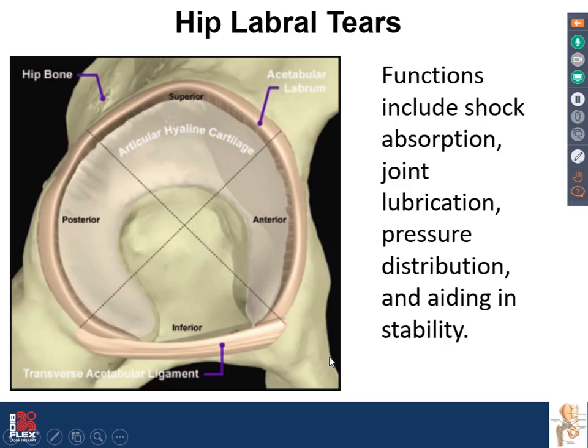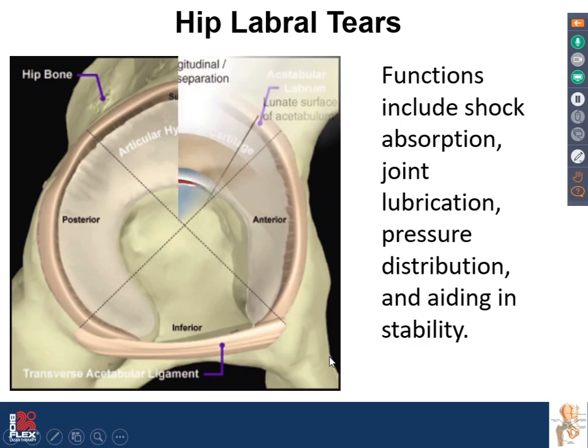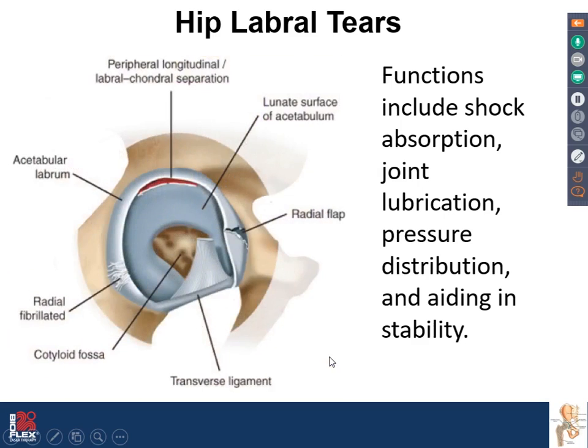The hip labrum is a piece of cartilage that surrounds the acetabulum. You recall that it's held in place by the transverse acetabular ligament. Its functions include shock absorption, helps to lubricate the joint, pressure distribution, and aids in stability of the hip joint itself. Labral tears are relatively common. They can occur with trauma, typically, but not always. They can occur by overuse, and through other disease processes as well. They're oftentimes associated with wear and tear of the hip joint.